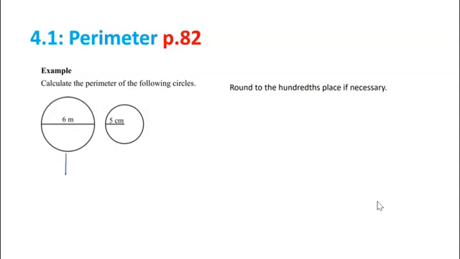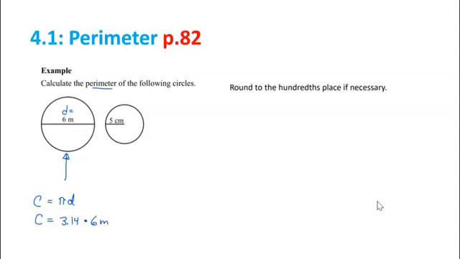So what we have here for our bigger circle is they have provided us with the diameter, and I like to label that right away. We want the perimeter of the circles, which is the circumference, so we're going to use the formula circumference is equal to pi times the diameter. We're going to use rounded pi for this example, so circumference is going to be 3.14 multiplied to the diameter, which is 6 meters.